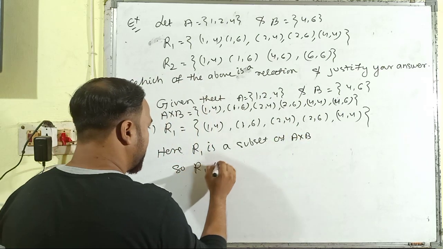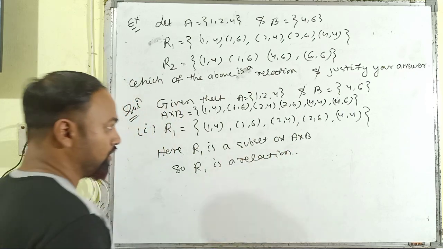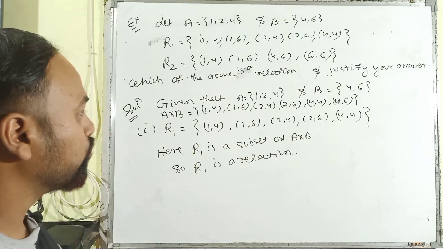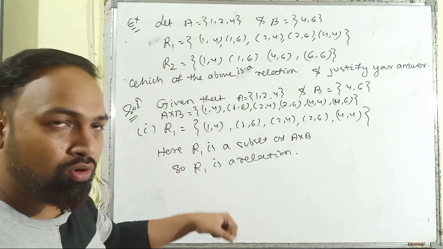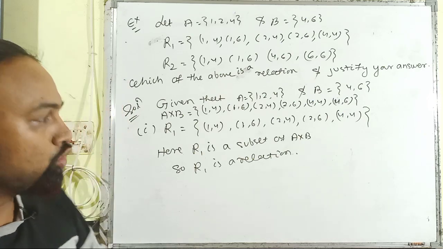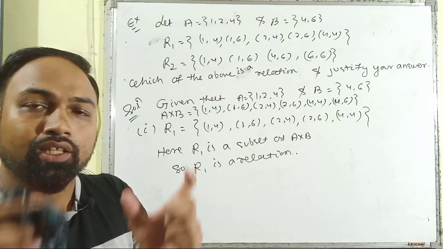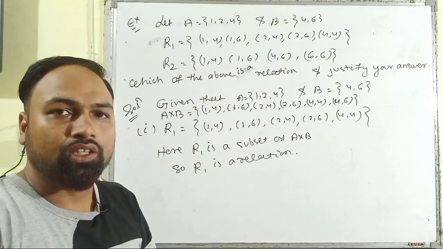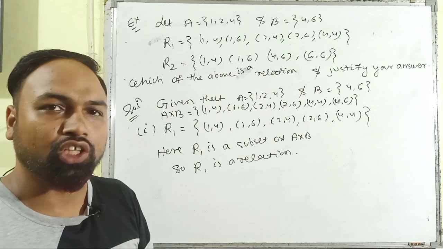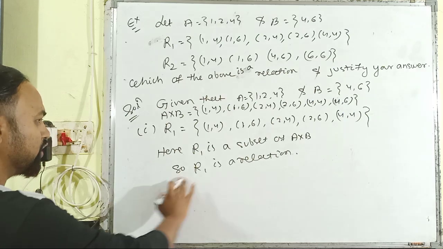So R1 is a relation. Because we have not given the exact condition, we have just taken two sets, R1 and R2, and we have to prove whether these R1 and R2 are relations or not. So we have to assume the statement whether the set is a subset of the Cartesian product or not. If it is a subset, then it is a relation. If it is not a subset, then it is not a relation. Okay, this much is okay.